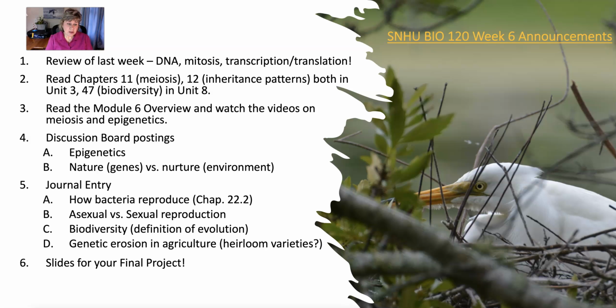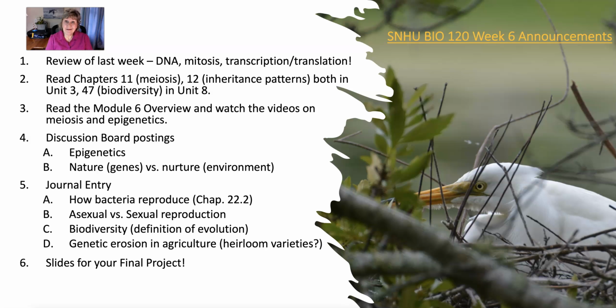All right, then the journal entry for this week is more about reproduction. The first part is about how bacteria reproduce and also how they get new genetic information. So they reproduce asexually. They just basically split in half. It's called binary fission. Binary, 2 parts, fission is to split. They just split in half. Okay, so you get identical daughter cells this way.